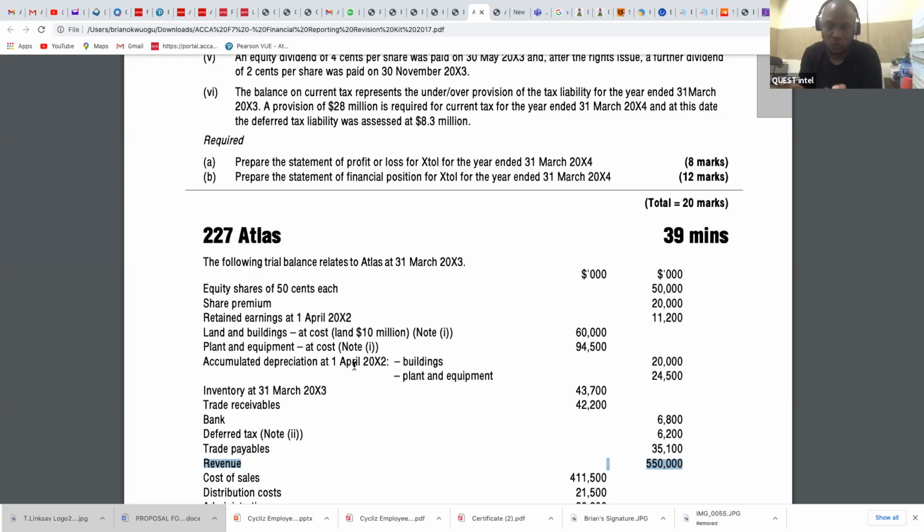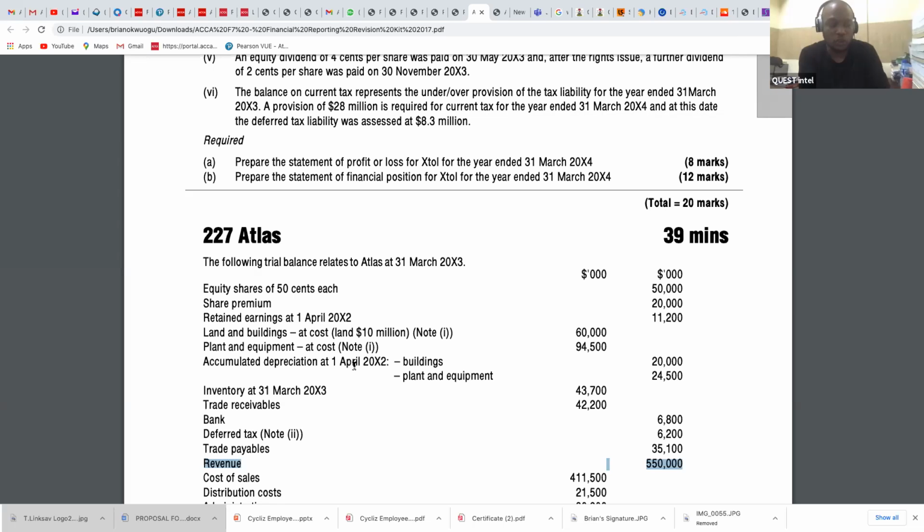And there are two ways this will come in your exam. Either at the beginning of the year, which is the case in point for this particular question, or in some other questions, it will be at the end of the year that they did the revaluation. In that case, you will first of all get your carrying value at the beginning of the year and do the depreciation to get it to the end of the year before you now compare that carrying value with the revalued amount.